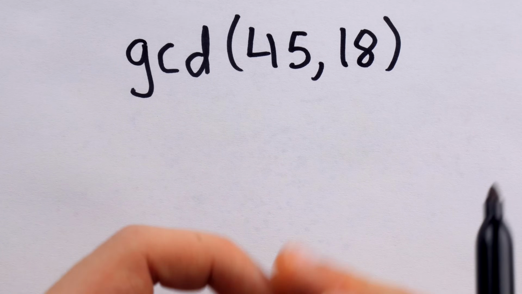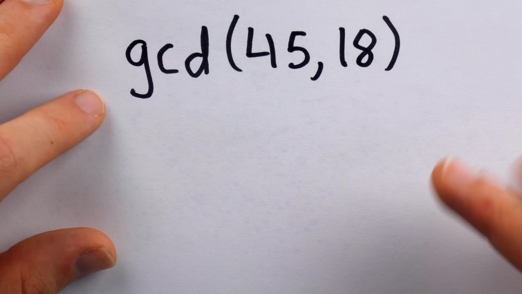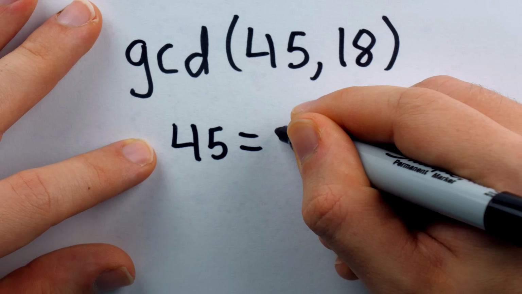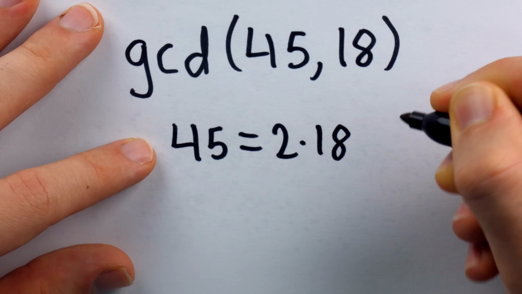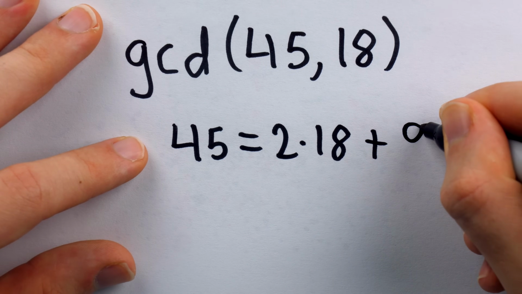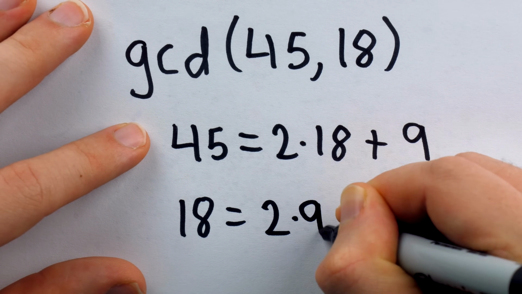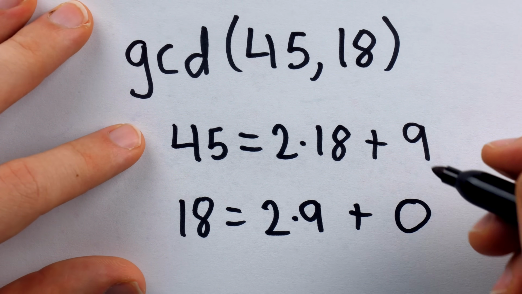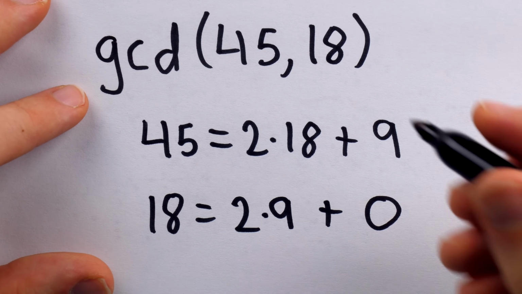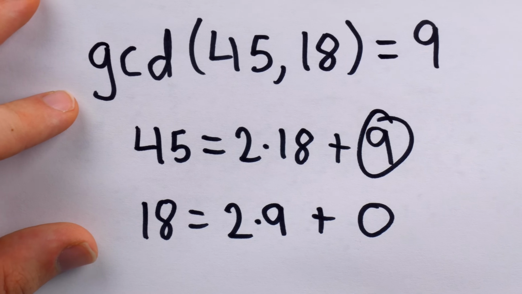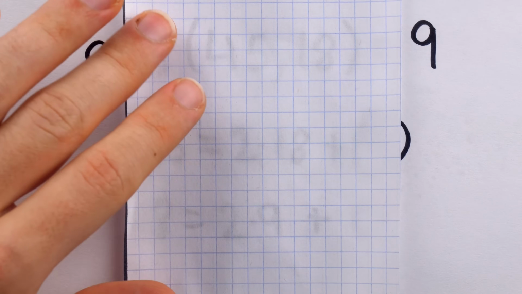If we applied the upgraded form of Euclid's algorithm using division, we would first say, well, 45 is equal to 2 copies of 18 with a remainder of 9, and then 18 is equal to 2 copies of 9 with no remainder at all. The last non-zero remainder is 9, and so we would say the greatest common divisor is 9. And we can see that geometrically.